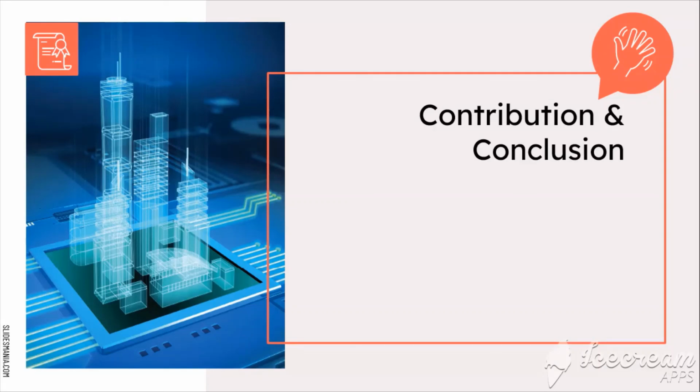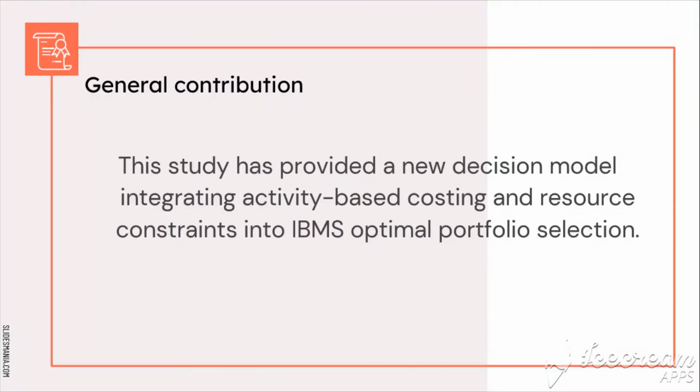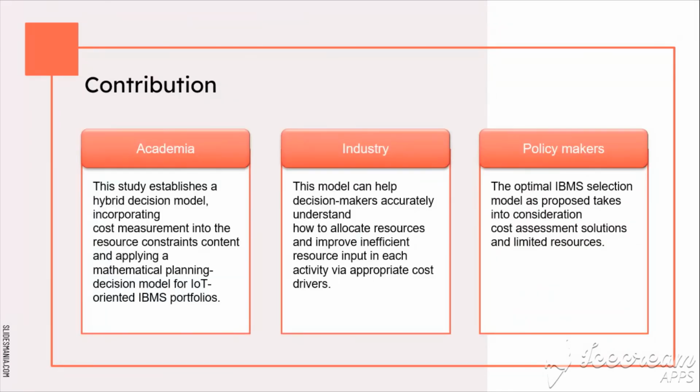As contribution and conclusion, the general contribution here is that this study has provided a new decision model integrating activity-based costing and resource constraint into IBMS optimal portfolio selection. This contribution can go to three types of agency. First, academia. This study established a hybrid decision model incorporating cost measurement into the resource constraint content and applied a mathematical planning decision model for IoT-oriented IBMS portfolio.